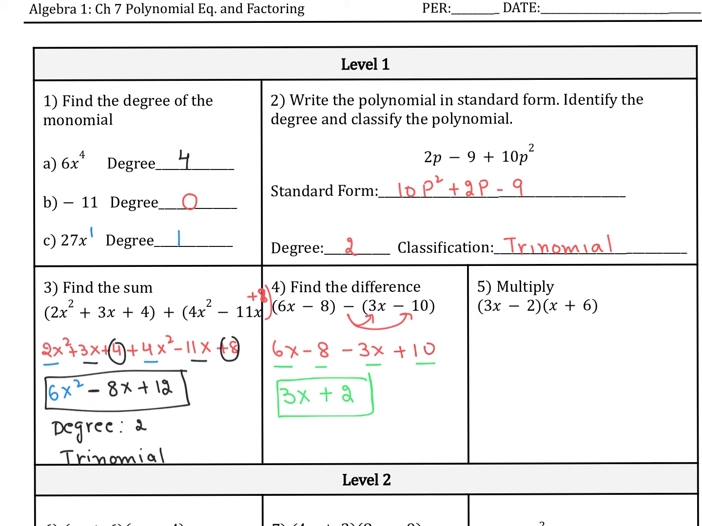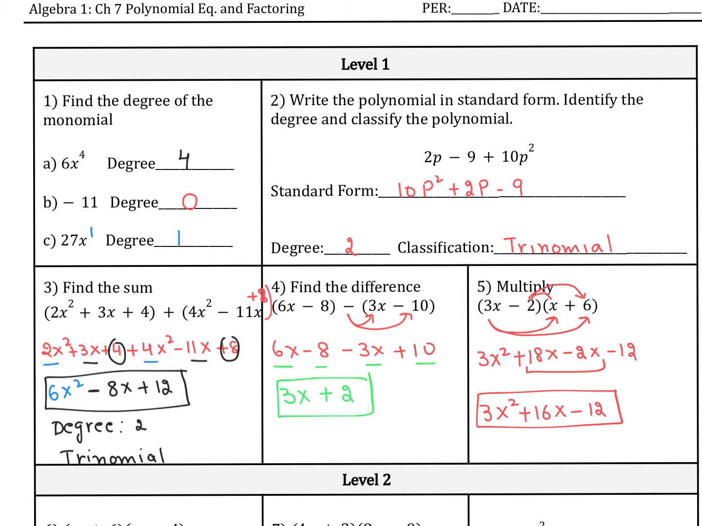For multiplication, which is number 5, you're going to use either the distribution or the FOIL. If I use the FOIL, 3x times x would be 3x squared. 3x times 6 would be 18x. Negative 2x, and negative 2 times 6 would be negative 12. The inside two terms are alike, so you can combine them as 16x.